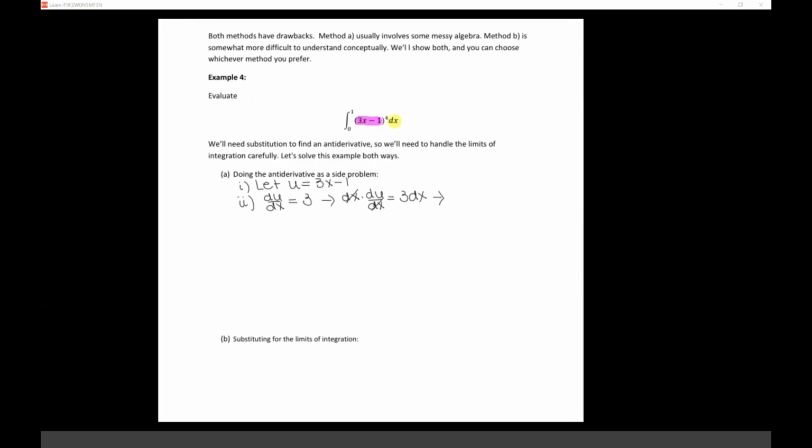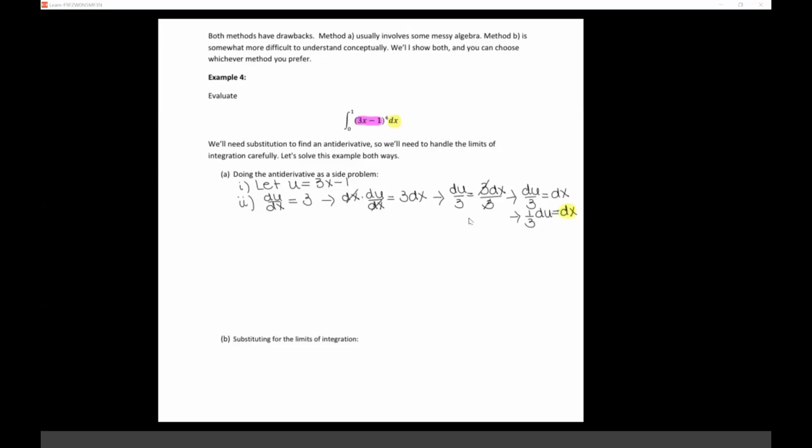I need to get rid of the 3. So I'm going to divide du by 3 and 3 dx by 3. Okay, so I get du over 3 equals dx. Now that's a match. The only difference is I'm going to write that as 1/3 du equals dx. Right, so this is the algebra manipulation piece.